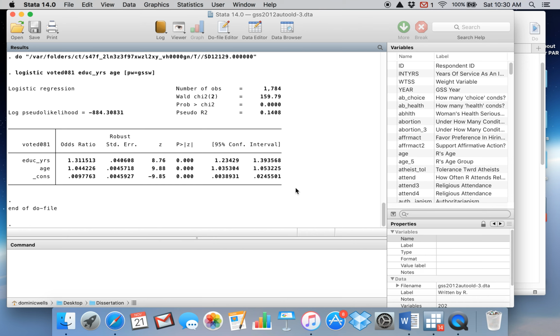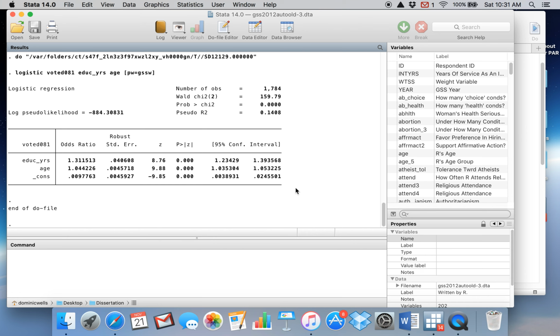Now, still, the percentage increase with the odds ratios is not ideal for understanding what's going on with this relationship. So what we can do is use predicted probabilities. We can use predicted probabilities to answer questions like, controlling for age, what is the effect of a 1 year increase in education on the probability of voting?